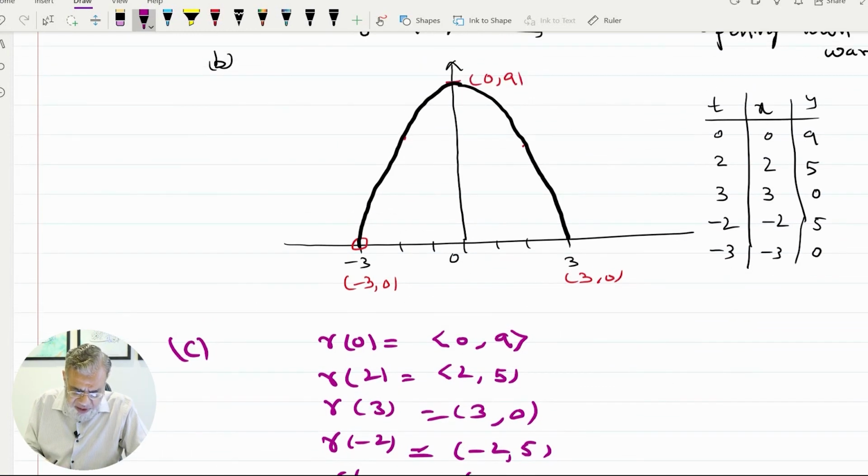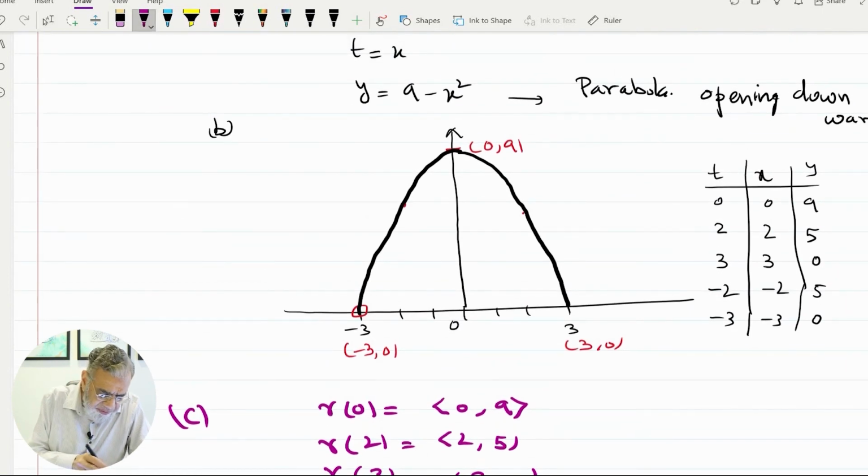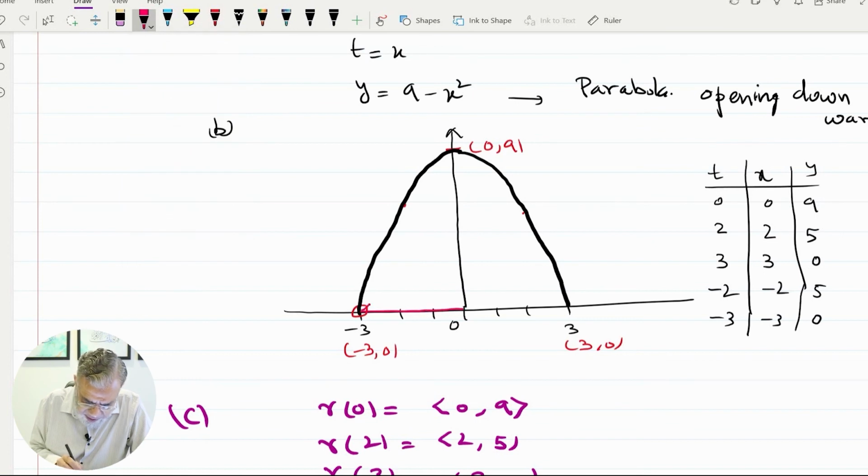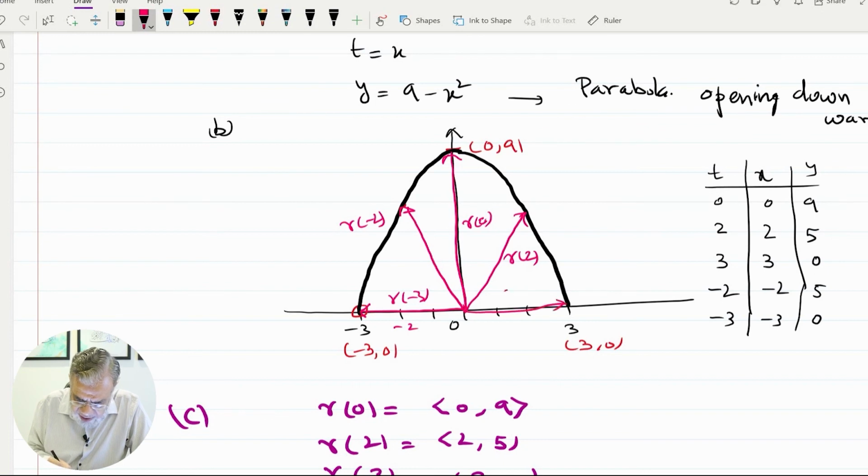Now I can draw these vectors, and with the help of this, we can see how the vectors are being shown. This is my vector r of -3, and this here is -2, and this vector is r of -2, and this vector here is r0, and this vector here is r2, and this vector here is r3.